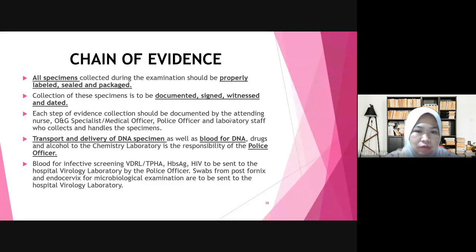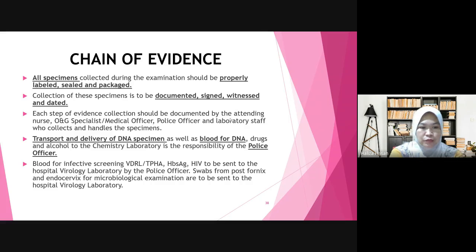Chain of evidence. All specimens collected during the examination should be properly labeled, sealed and packed. It is to be documented, signed, witnessed, and dated. So the chain of evidence is very important, very important, private and confidential. So all the specimens have to be labeled, sealed and packed, and then put the date, all the details must be accurate.